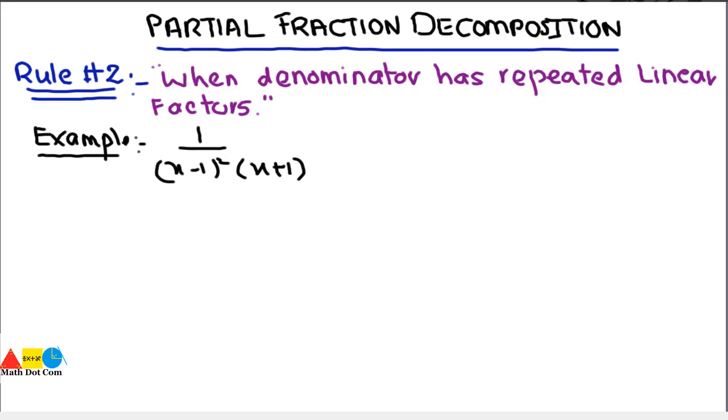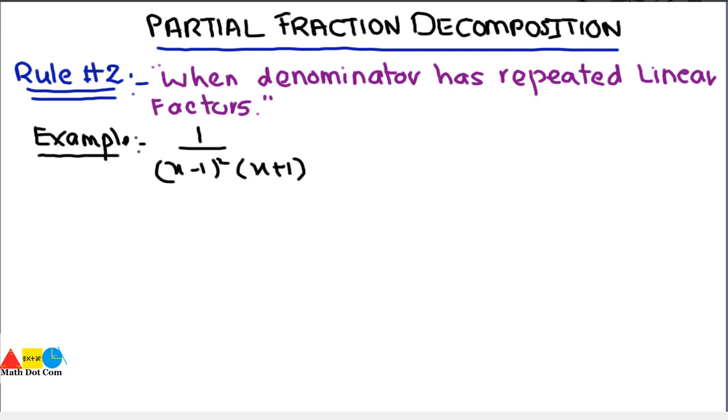In our previous lecture, we have seen how you can apply a partial fraction decomposition in case the given fraction has linear factors. That was rule number 1. Today we will discuss rule number 2, according to which you have a fraction that has a denominator with repeated linear factors.